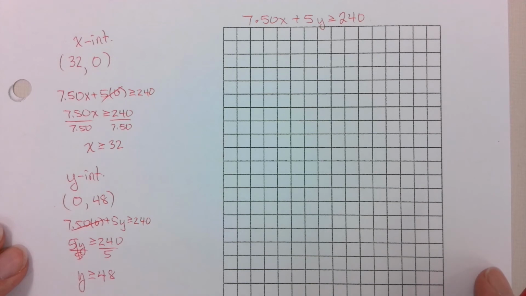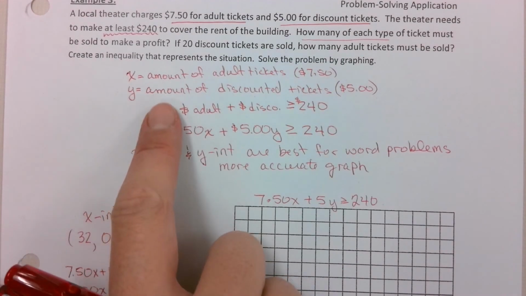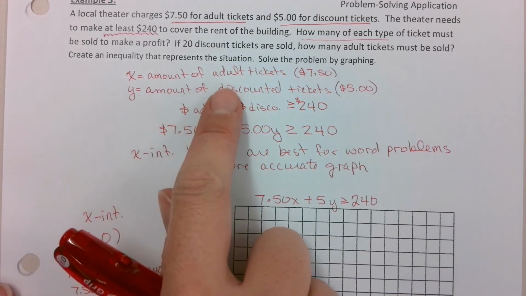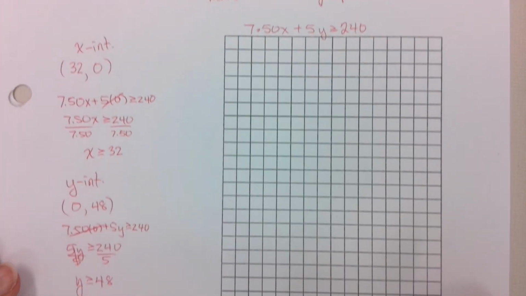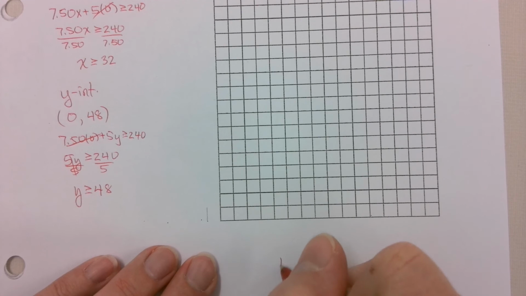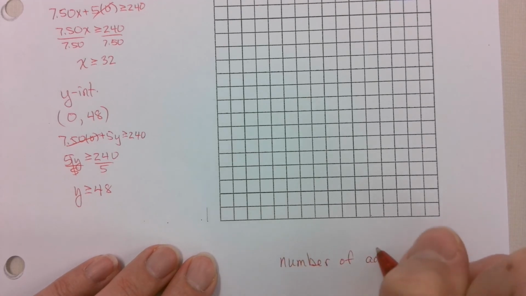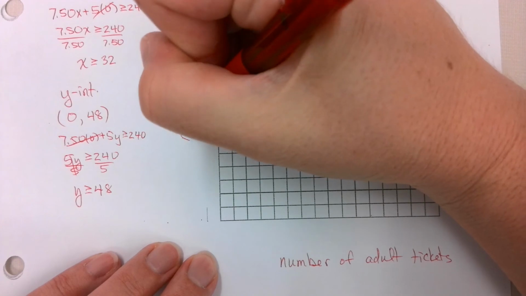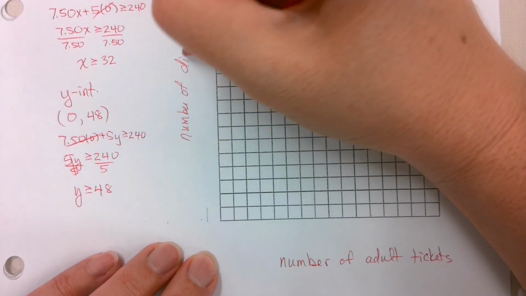So when I go to label my graphs, I am going back up to what my x and my y stood for. So my x-axis is the number of adult tickets and the y is the number of discounted. So I'm going to go ahead and write that down here. This is going to be number of, or amounts of adult tickets. If you defined your variables differently, that's okay. Our graphs would be reversed. And this is number of discounted tickets.